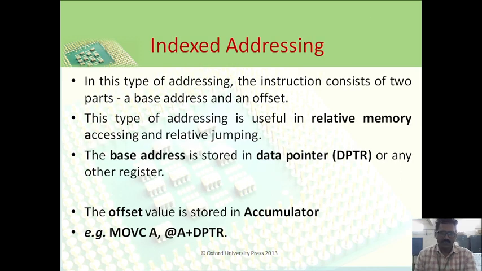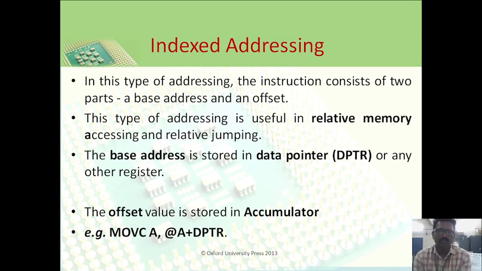Indexed addressing. In this type of addressing, the instruction consists of two parts, a base address and an offset. This type of addressing is useful in relative memory access and relative jumping. The base address is stored in the data pointer DPTR or any other register. The offset value is stored in the accumulator.